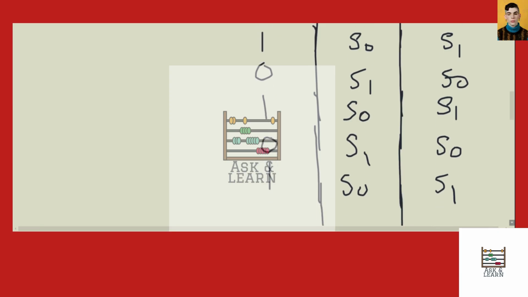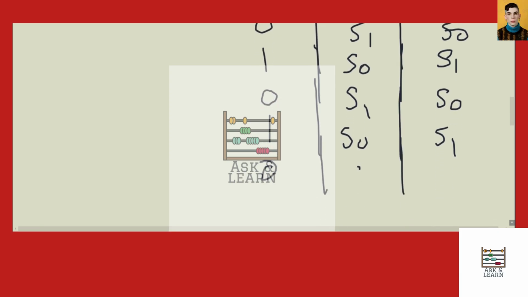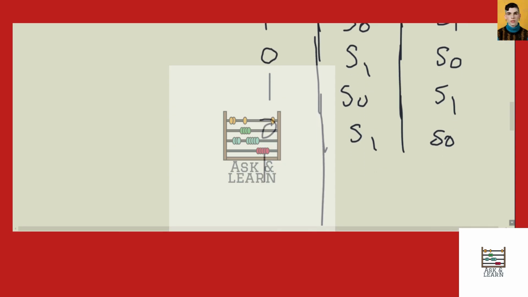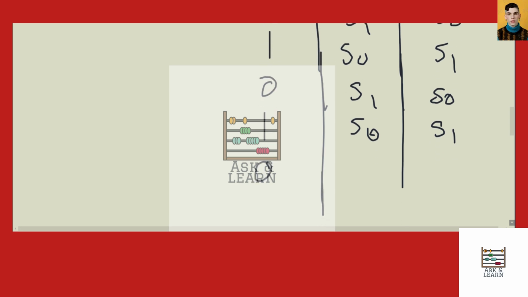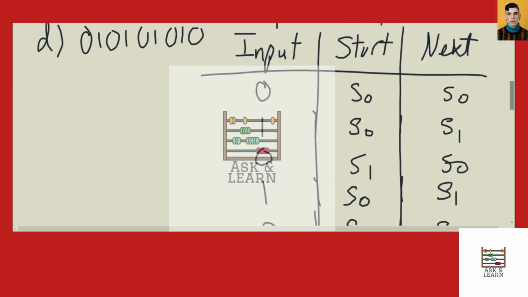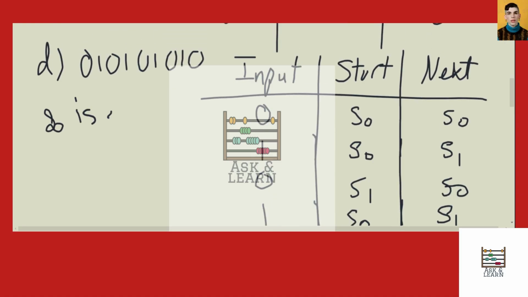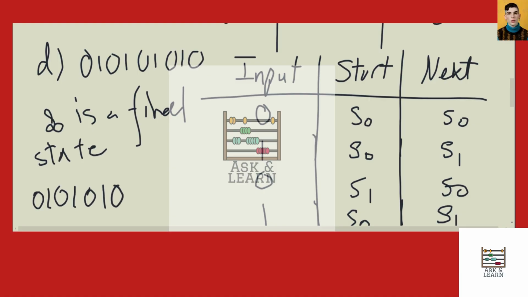The next input is a 0. The start state is S1, so the next state is S0. The next input is a 1. The start state is S0, so the next state is S1. And the final input is a 0. The start state is S1, and so the next state is S0. And we have that S0 is a final state, and therefore the string 0101011010 is recognized by the automaton.